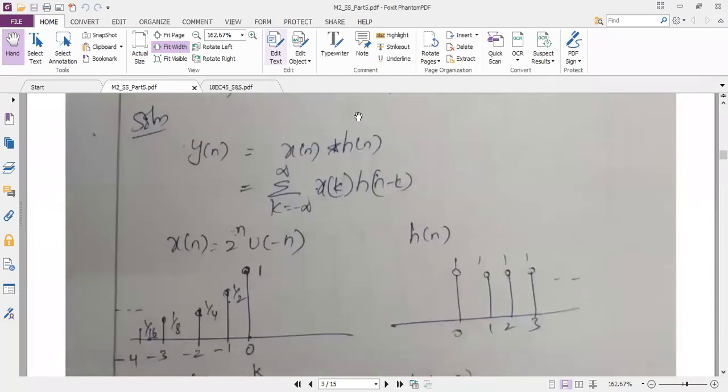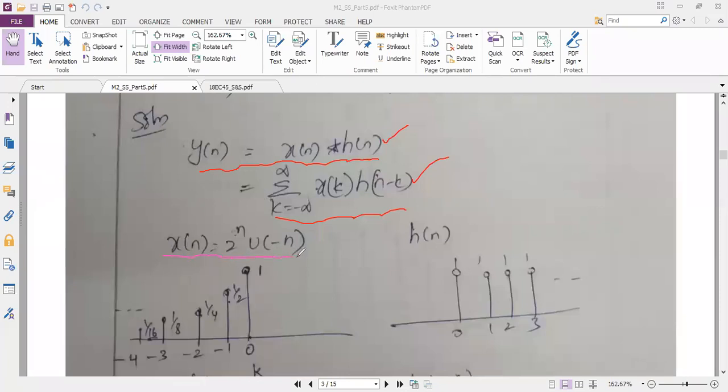So always for the convolution sum problems, writing the formula carries a step mark in the exam. y of n is equal to x of n convolution h of n, which is also summation k equal to minus infinity to plus infinity x of k multiplied with h of n minus k. So the first step is I should draw the signal. So how to draw the signal?